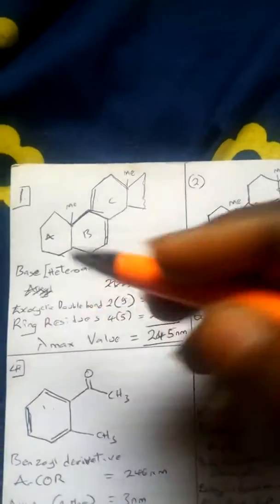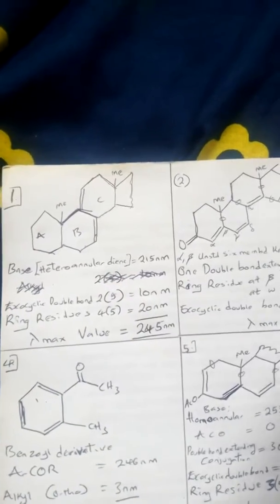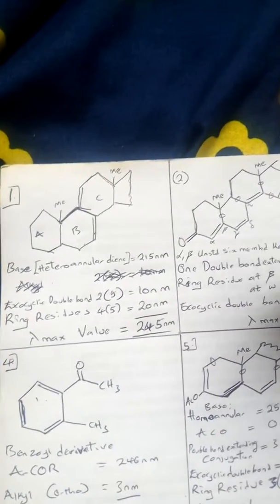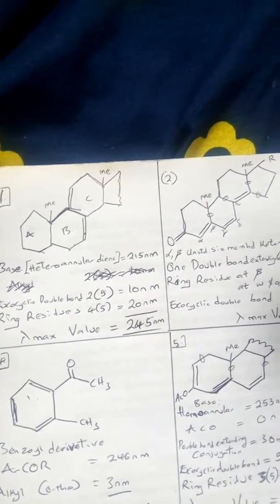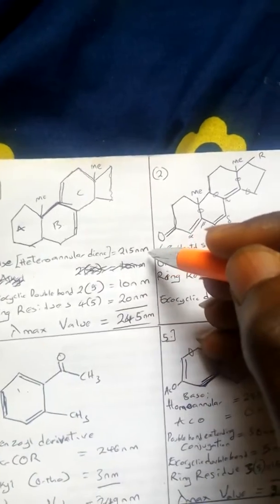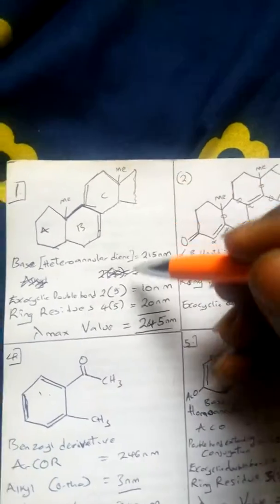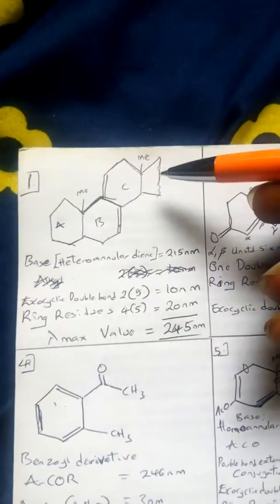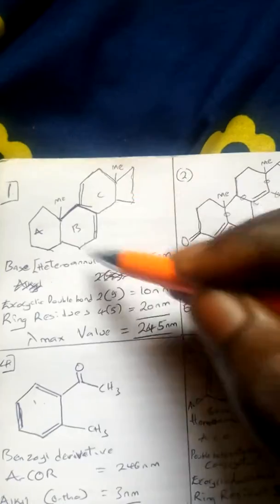Heteroannular. And so heteroannular has a particular constant value in the Woodward-Fieser table. So the heteroannular diene has a value of 215 nanometers. So this is the base, or we can say the parent value. So now we go ahead by looking at other features that are present in this particular compound.